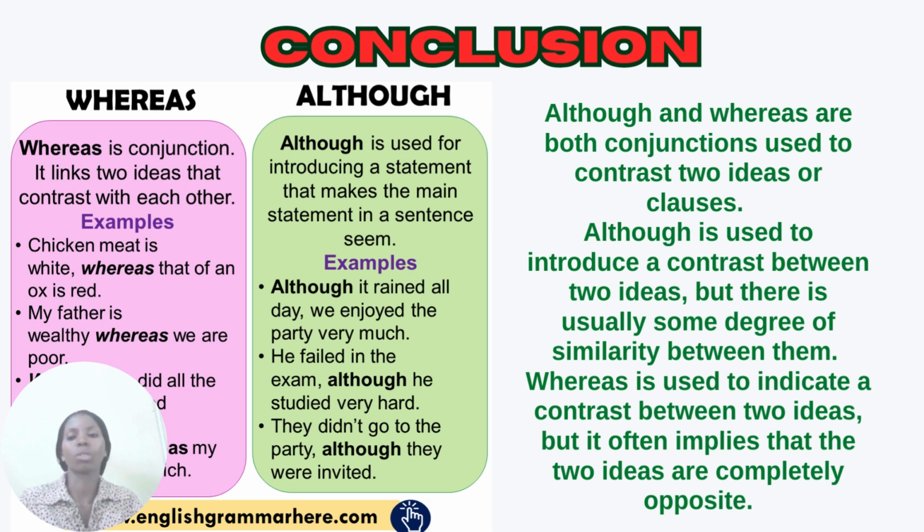Now a wrap up of whatever we've been doing. We're able to understand that whereas is a conjunction that links two ideas that contrast with each other. Contrast means they are opposites to each other. Now let's look at an example to portray that. Chicken meat is white, whereas that of an ox is red.